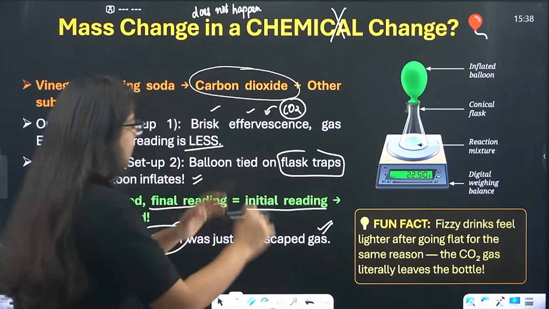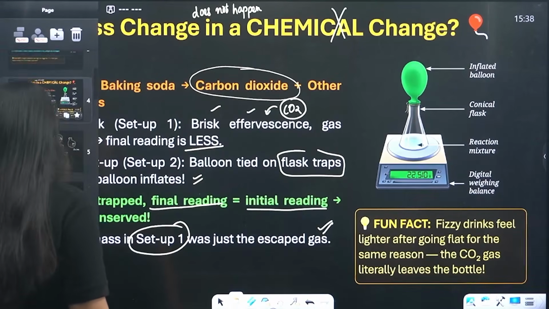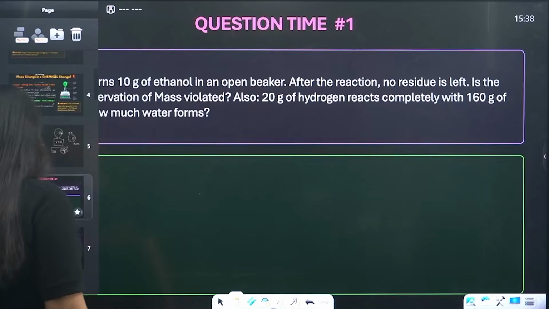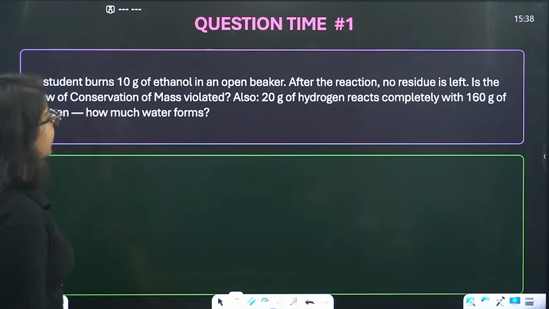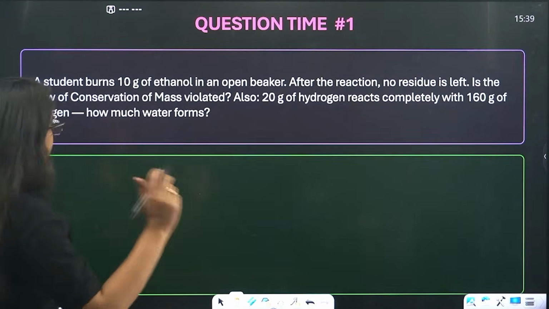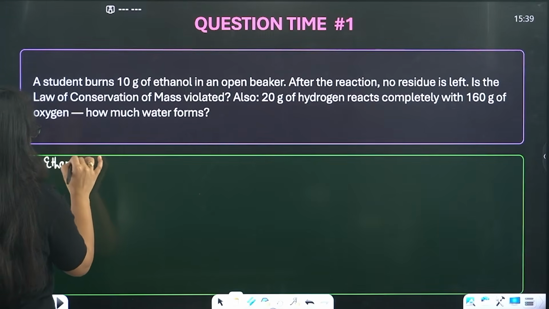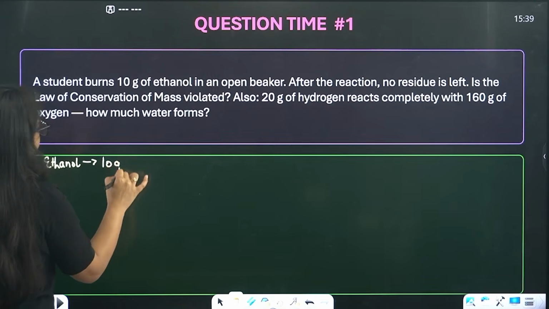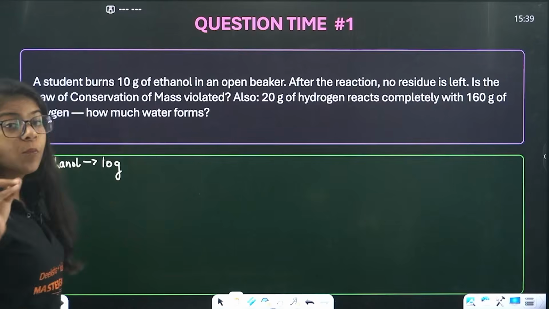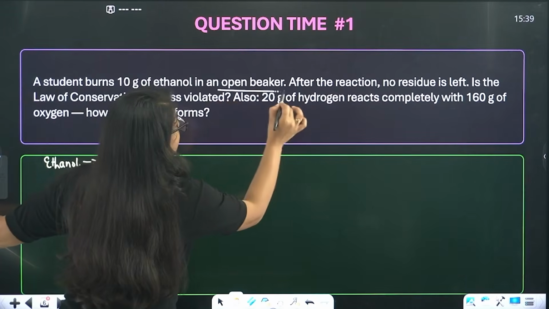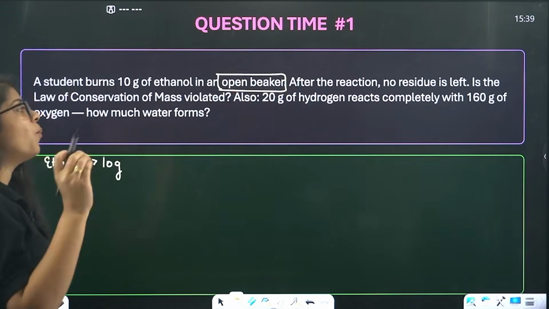Then that's the main thing about mass change. Okay, let's do some questions for this. A student burns 10 gram of ethanol. We have ethanol and 10 gram of it, and it is burning in an open beaker. See very carefully, the ethanol is burnt in an open beaker.